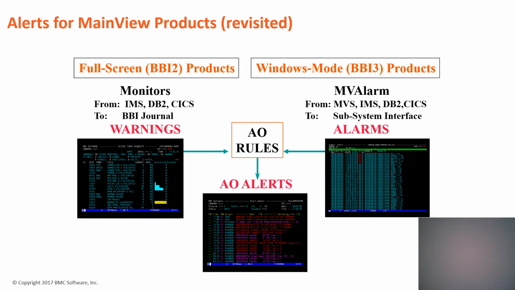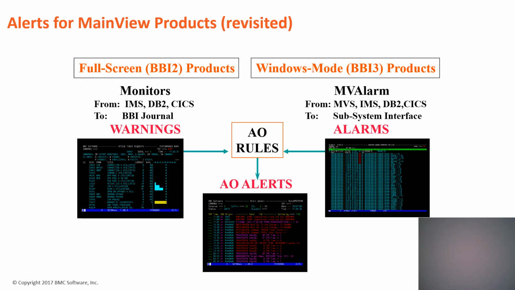Auto Operator tracks exceptions through the use of an entity called alerts. Alerts can be generated in a few different ways. They can be generated from full-screen MainView products, including MainView for IMS, DB2, and CICS. In those instances, the exceptions are written to the BBI journal, where they can be picked up by AO rules and generate alerts or take other actions.